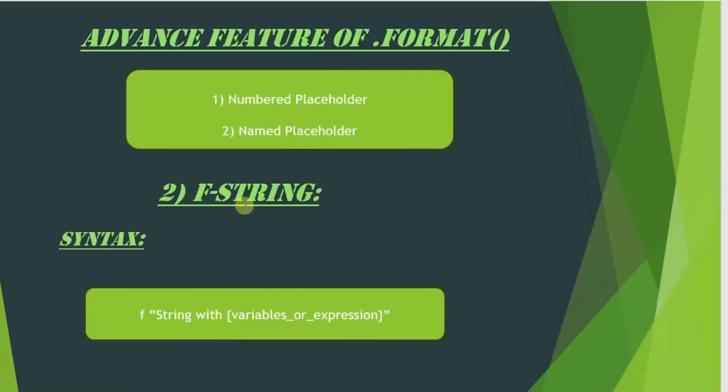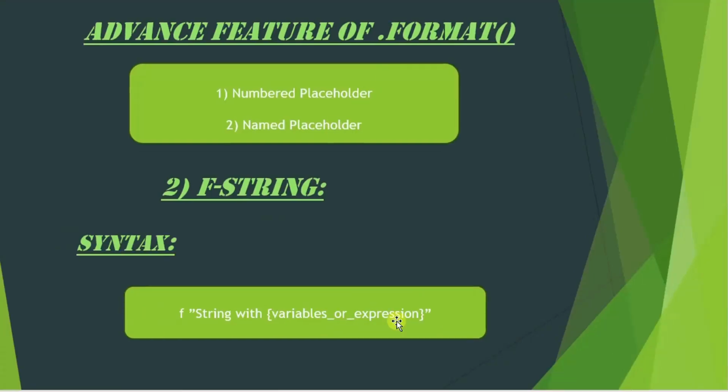This is the simplest and most modern method, introduced in Python 3.6. It allows us to embed variables directly inside the string. When we talk about its syntax, an f-string is inside double quotation marks, a string with curly braces containing a variable or expression. At first, we add an f before the string and then curly braces to insert variables or calculations directly into the string. Now let's look at an example step by step.